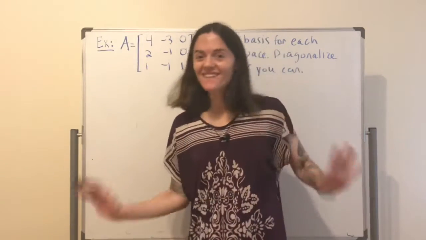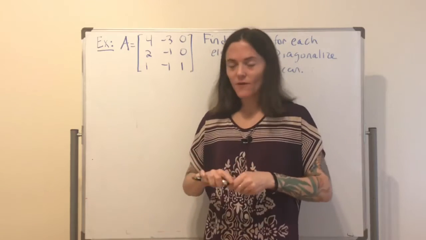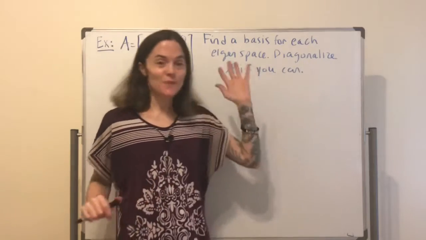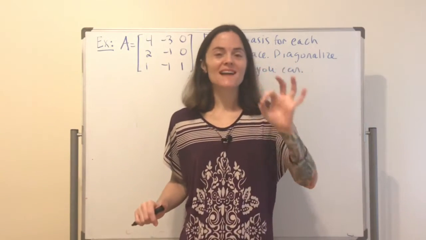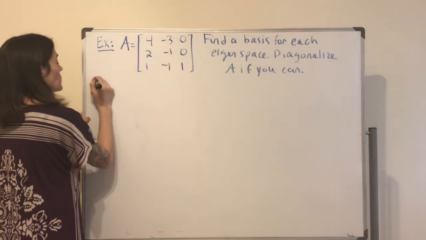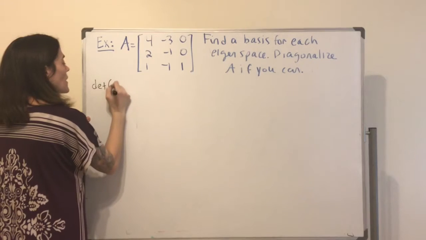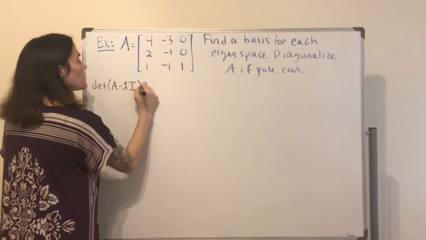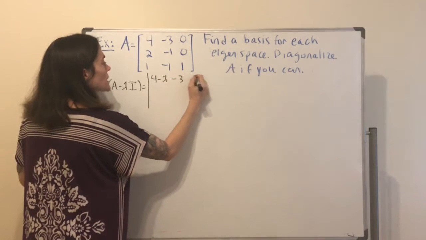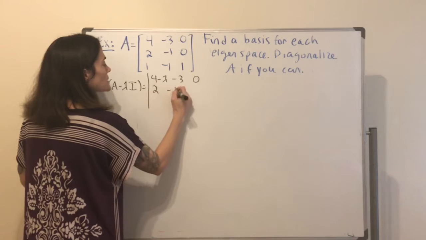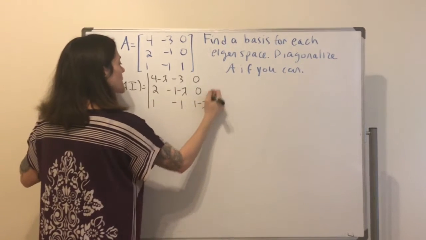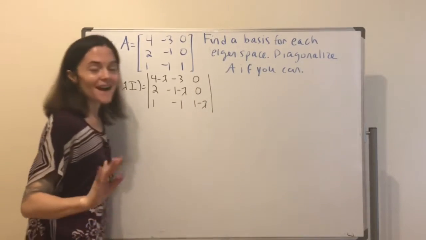This example is not one that came from yesterday. So this one, I will find not only an eigenbasis for each eigenspace, as it asks me to, I need to start by finding the eigenvalues. So we need the determinant of A minus lambda I, which is 4 minus lambda, minus 3, 0; 2, minus 1 minus lambda, 0; 1, minus 1, 1 minus lambda. Now, we have choices.